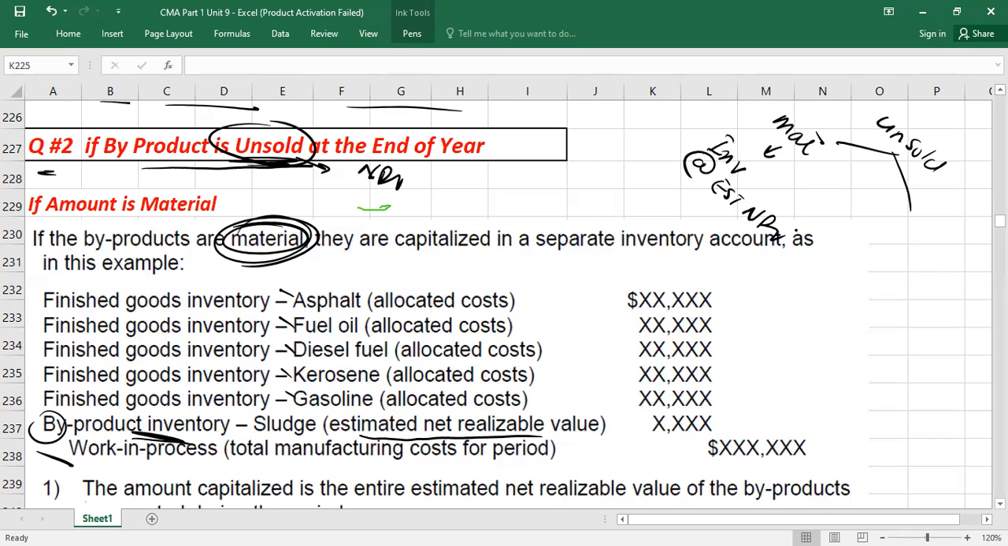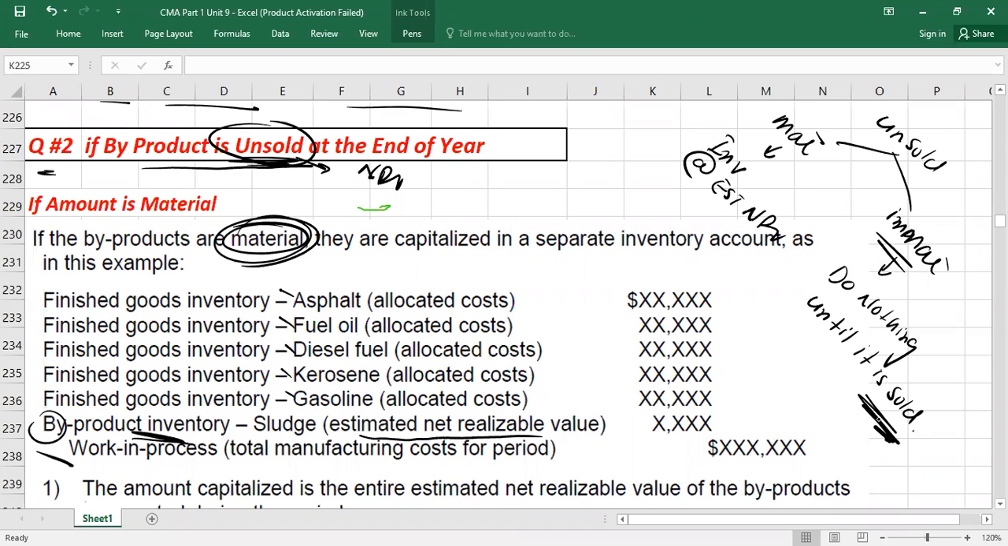But if the amount is immaterial, what does immaterial mean? It means it's not significant. A very small, minor amount. So at that time, I'm writing one word here: do nothing until it is sold. Keep it aside, wait until it is sold. And obviously when it is sold, what you will do at that time, I'm going to answer in question number 3.